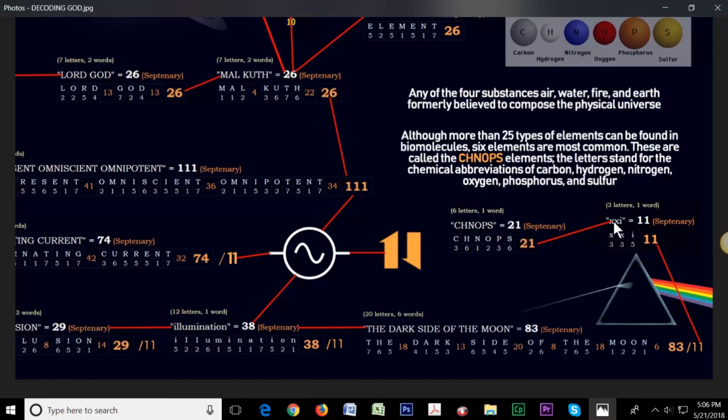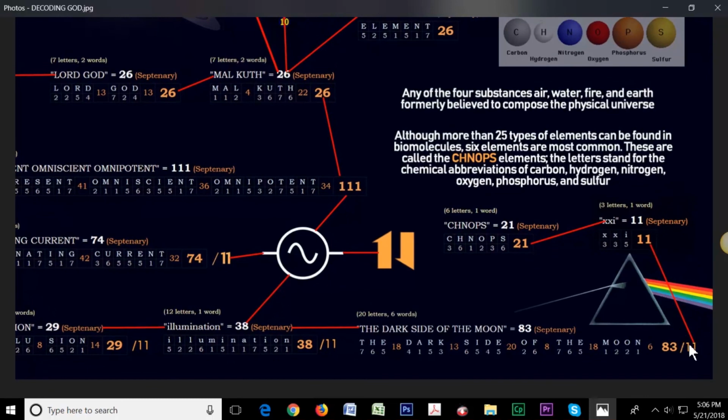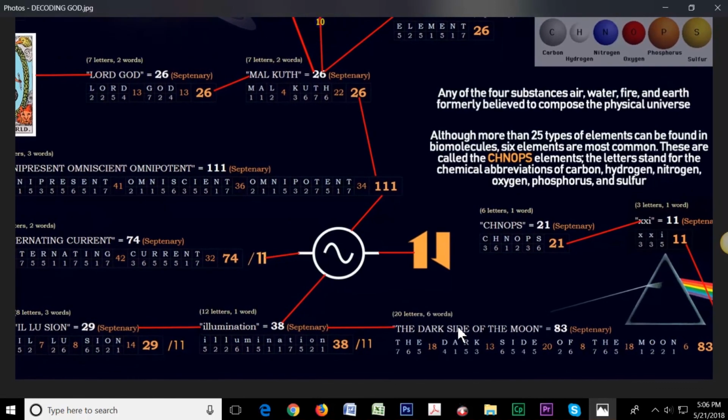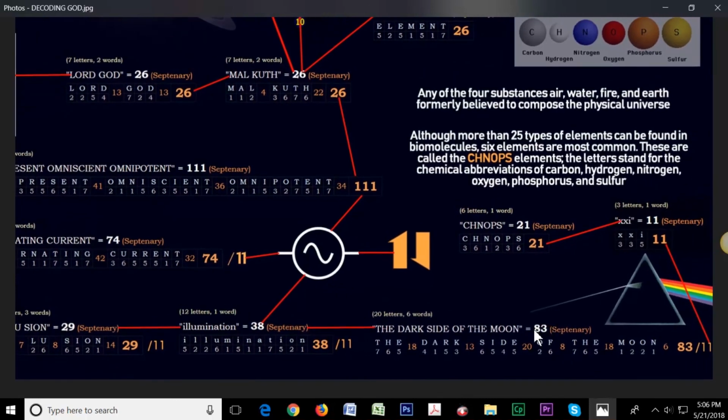If we go back here, the number 21 again, related to the carbon through the sulfur, if we type that into the Roman numerals, the XXI, we get the number 11. Again, the number 11 is the number of magic, guys. Right here, we direct it to the dark side of the moon equals the number 83, 11. 8 plus 3 equals the 11. And if we look over here to our left, we have the word illumination, which equals the number 38, which is the reversal or mirror of the 83. You think there's any significance there? I'd like to think so.